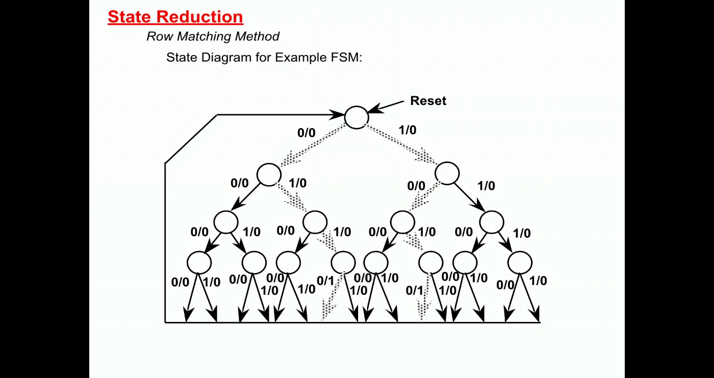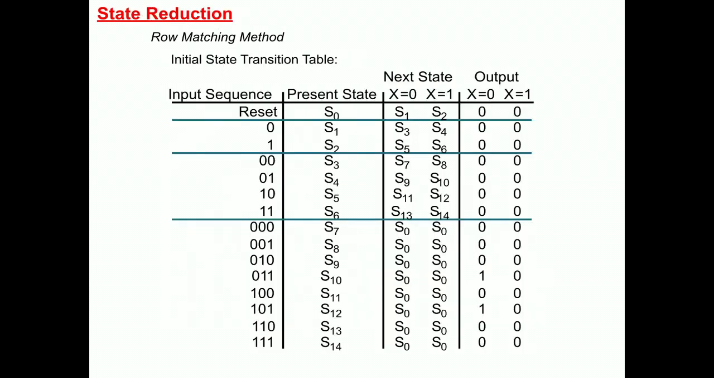Now, there's some redundancy in here. We should be able to simplify this thing. So that's why I use this. It's a good example to show how to do state reduction, because we can find equivalent states here. And so we'll do that using our row matching method.